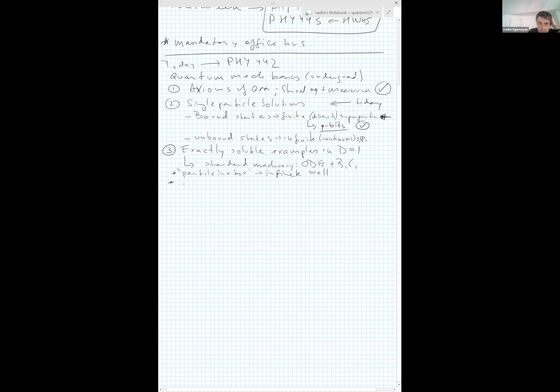Then there is propagation over and under, and without, a barrier. So these are the two things we're going to do today. Okay.